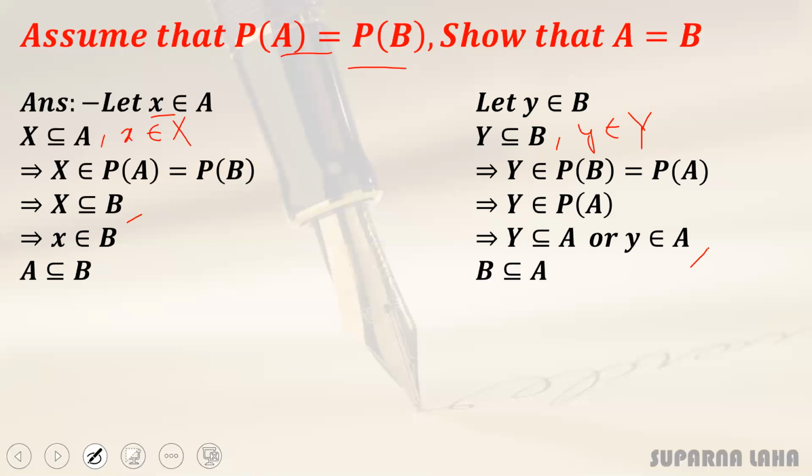Since A is a subset of B and B is a subset of A also, that means we can say that A is equal to B. So if two power sets are equal, that means we can say that A is equal to B.